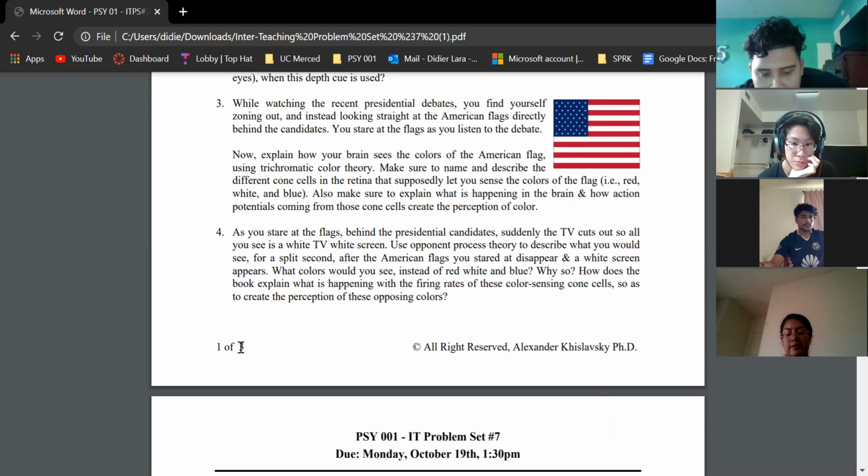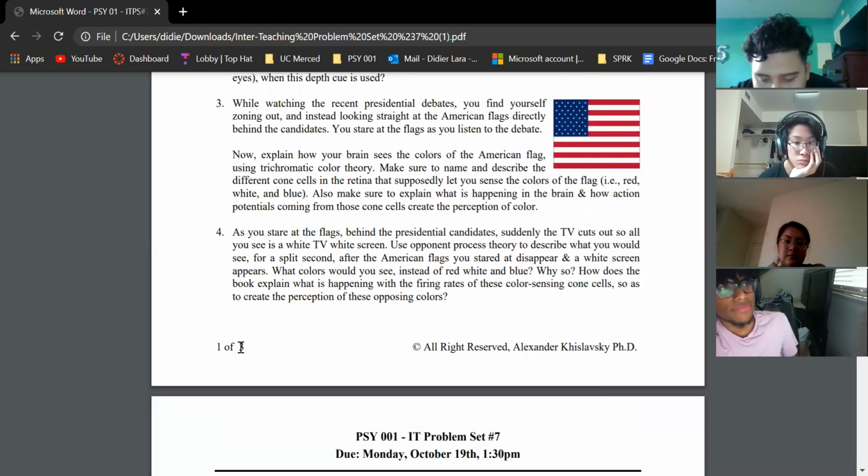So what I put for that is that the opponent color theory states that there are 3 opposing channels of color in our vision. This means that if one cone is firing, there is an absence of the other. When that stops, the brain can perceive another color as a result. For example, if you're staring at the flag for a long period of time, the brain is perceiving red because the L cones are firing. When the image suddenly turns white, there is an absence of color, and your brain then interprets the color as the opposite of red, which I think is green.